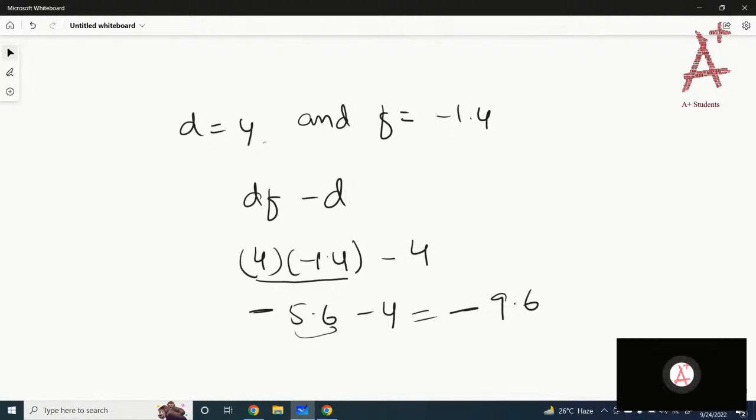So select the correct option. You are given two of the options. Negative 9.6 is the correct one. And then click on the OK button.